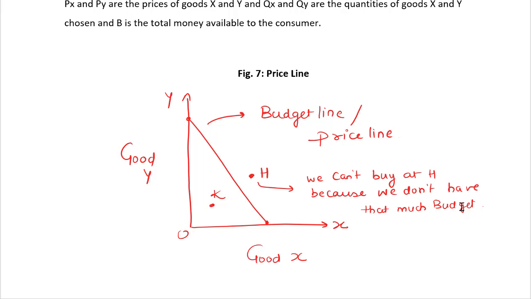Suppose there is a combination K. Consumer is saving some funds over here. So if you are falling on this budget line, if your IC is falling on this budget line, that means you are spending all your money. In our example, it is 200 rupees. I believe we are clear.